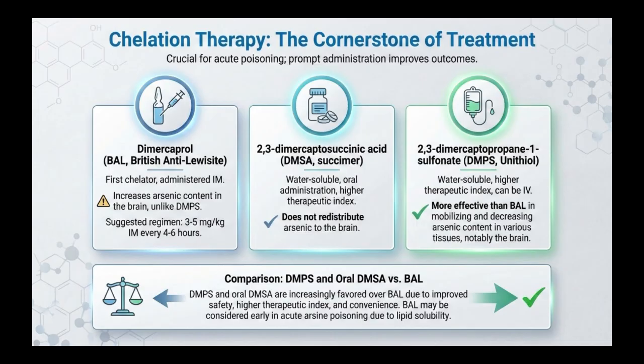In choosing the appropriate chelating agent, dimercaptopropane 1-sulfonate and oral dimercaptosuccinic acid are increasingly favored over dimercaprol due to their improved safety profiles, higher therapeutic indices, and ease of administration. Dimercaprol may still be considered in the early stages of acute arsenic poisoning involving arsenic trioxide because of its lipid-soluble properties. The decision to use chelating agents in cases of subacute or chronic arsenic toxicity depends on the patient's clinical condition and deterioration.